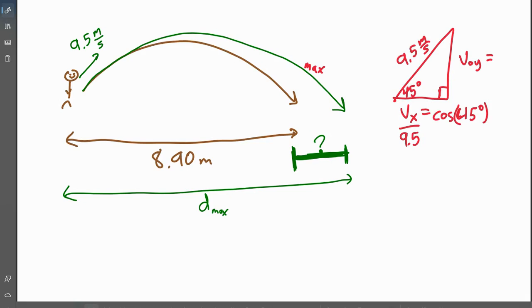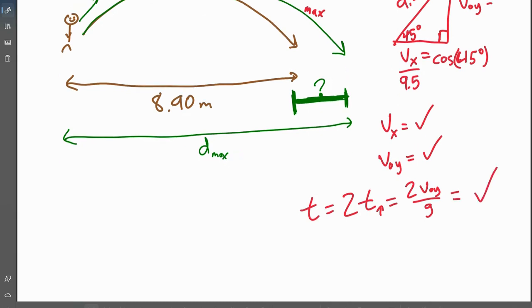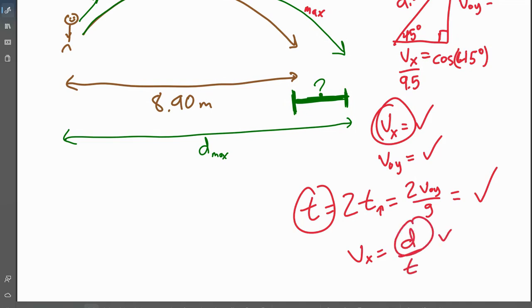All right, so there's our velocity triangle. We have vx. We have v naught y. What can we get from v naught y? Time up, but we really want time total, which is 2 v naught y over g. That gives us our time. Wonderful. So we have vx, we have time. We can solve, vx is displacement over time, so we can solve for displacement. Okay, and this would truly be our d max.